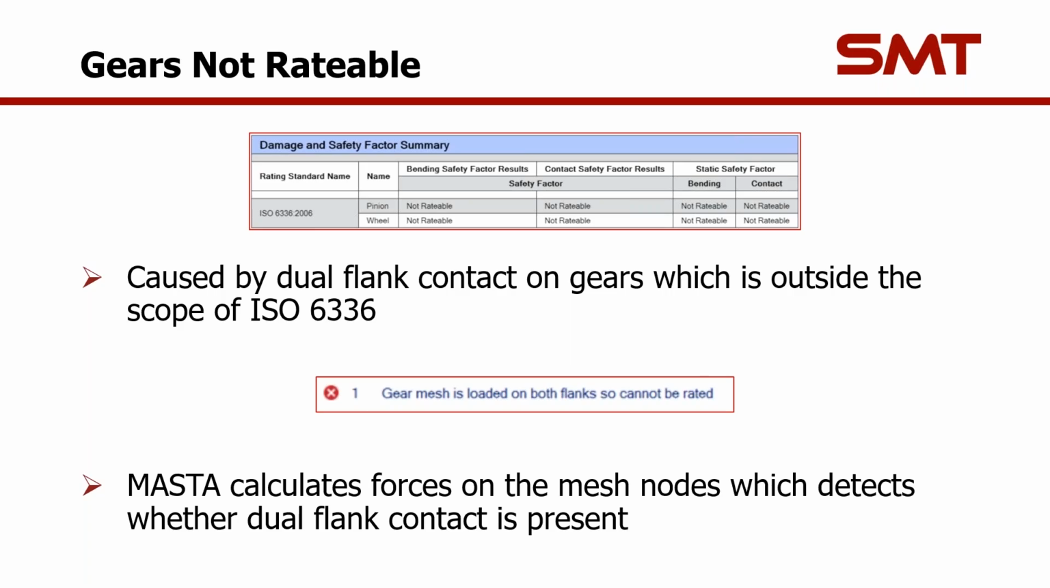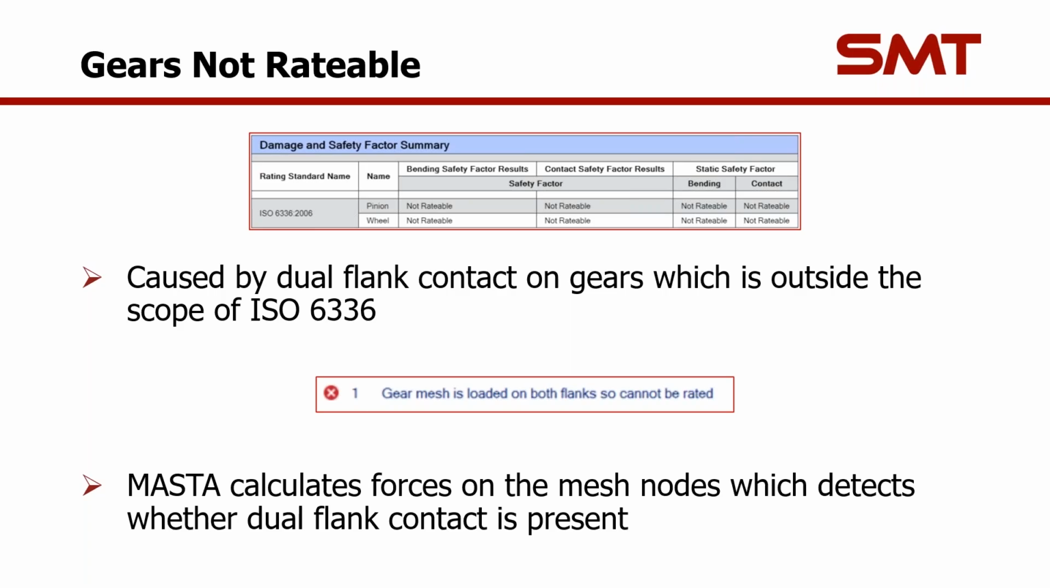So what this is caused by is if you look at the 5 nodes which are across the gear mesh, MASTA will calculate the forces on all of them. And if the force is in opposite directions on those, it knows that the mesh is loaded on both flanks.